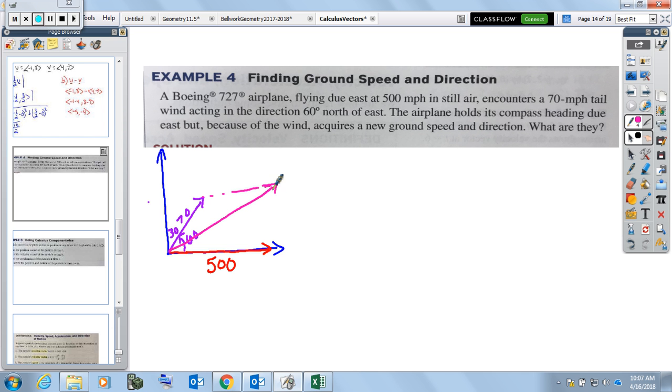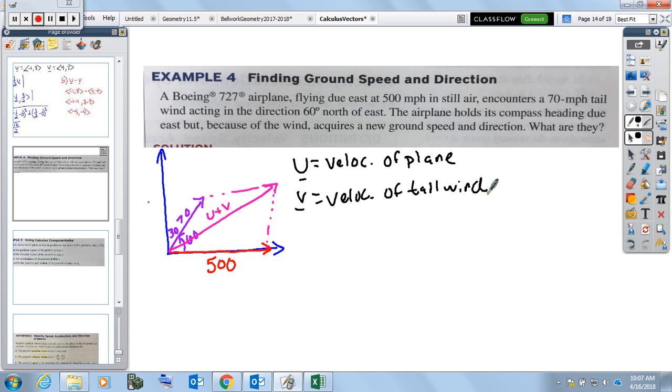Take a look there. There is our parallelogram representation, right? So here's our u plus v. Let's say let u be the velocity of the airplane, so u will be the velocity of the airplane. And let's say that v is the velocity of our tailwind happening here.